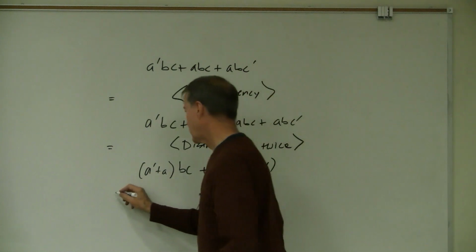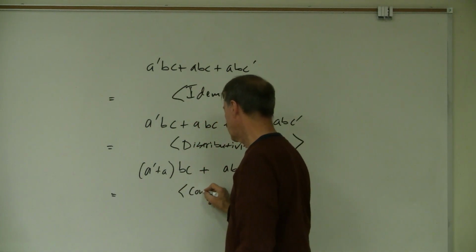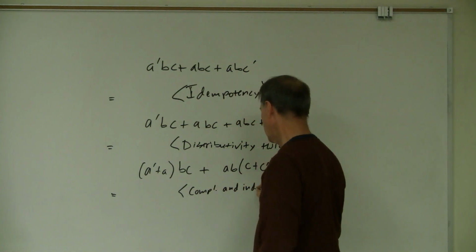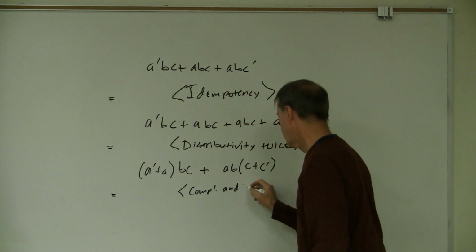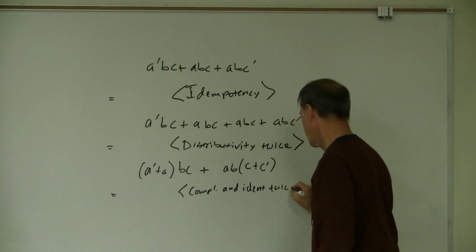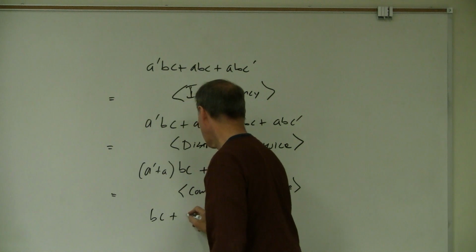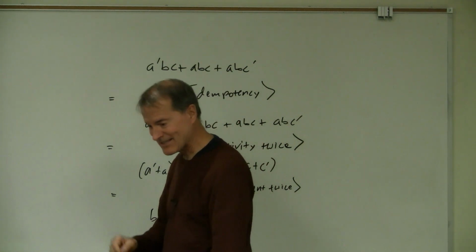And then this would equal, by, let's do 2 steps in one, complement and identity, twice. So this would be what? BC or AB, right? But now look, you guys, watch this.